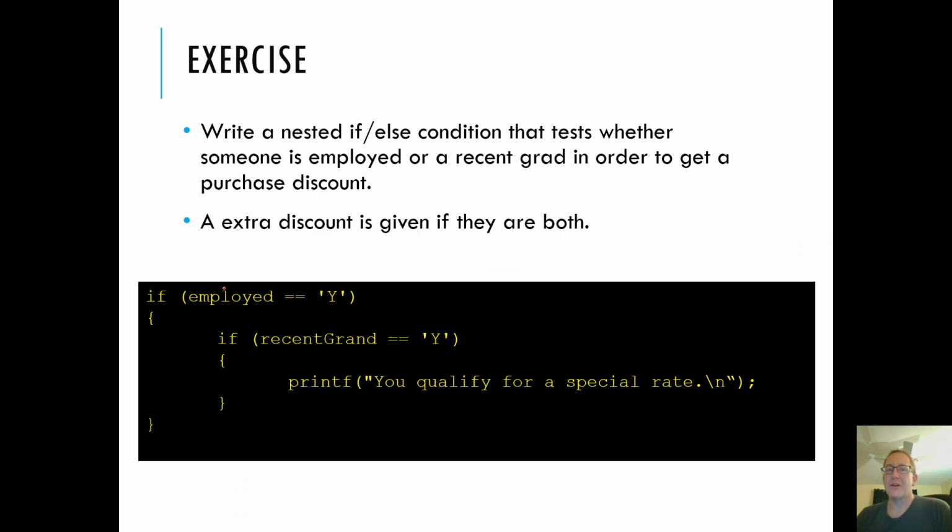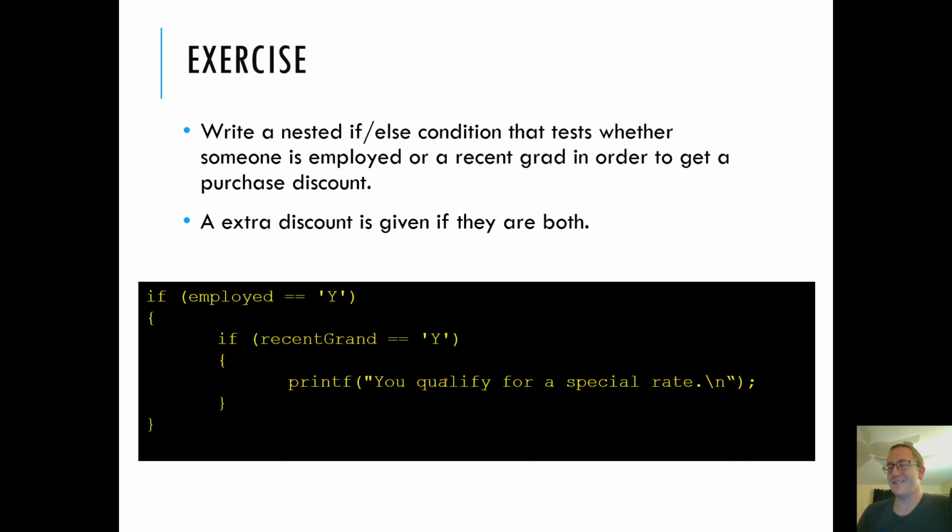Okay, so I would like you to write a nested if-else condition that tests whether someone is employed or a recent grad in order to get a purchase discount, and they get an extra discount if they're both. So this one is if you are both, you get the special rate. What if you had one where it gives you a rebate if you are a recent grad, a rebate if you are employed, and an extra rebate if you're both? So what would that set of nested if, else if conditions look like? So give that a try. Seriously, give it a try.